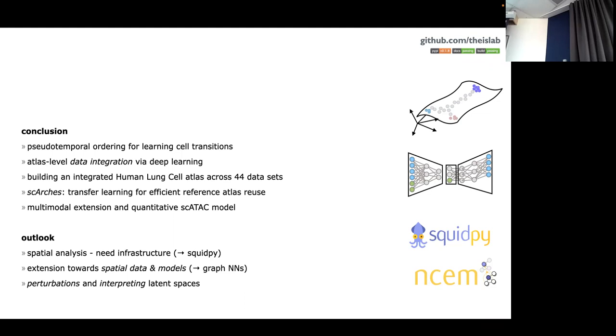The bad thing was this didn't scale at all, but now we will release a toolbox, hopefully by the end of the year, where we really have a scalable application. It goes to millions of cells if you're interested in that.